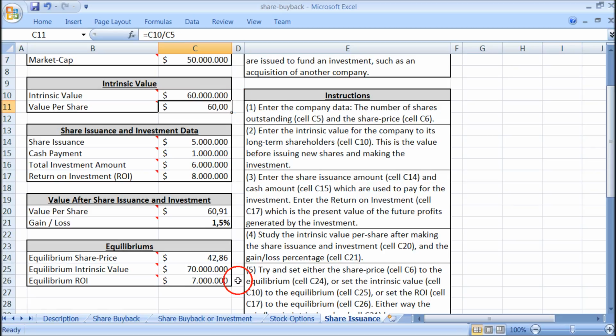The equilibrium can also be expressed in terms of the return on the investment. So if we try to set that to $7 million, then we see again that there is no difference in whether we make the share issuance or not. The value is the same to long-term shareholders.